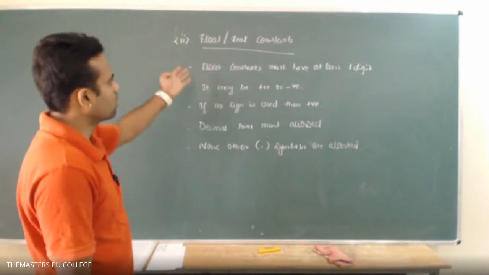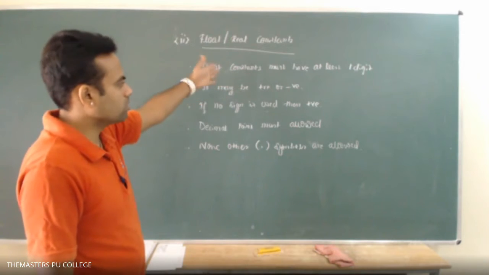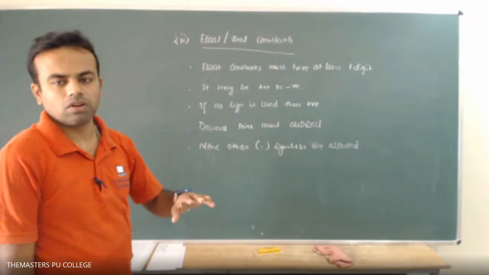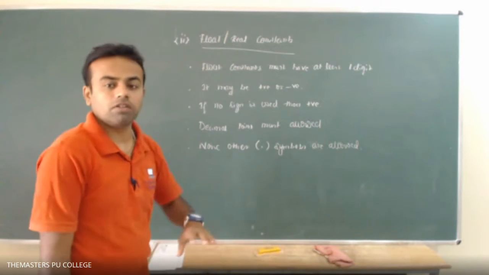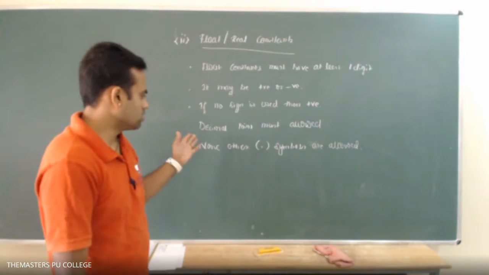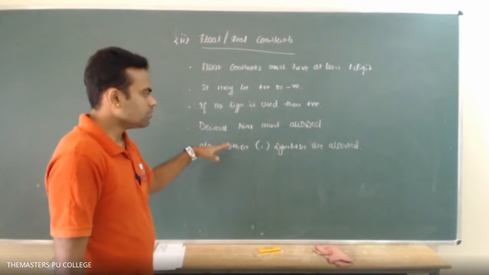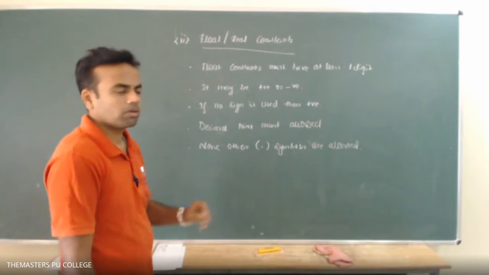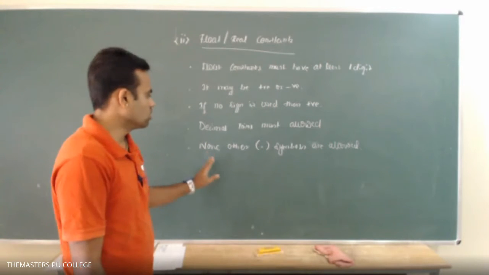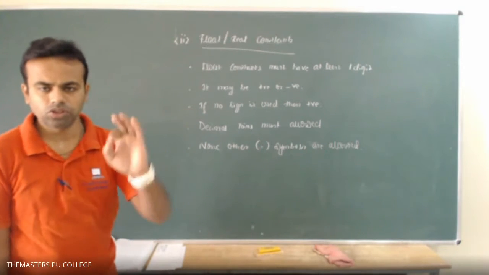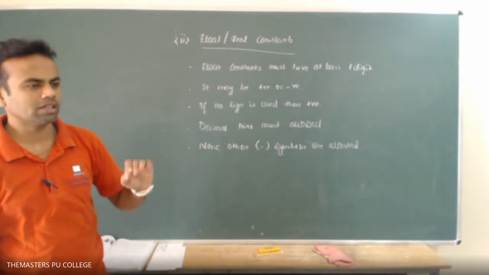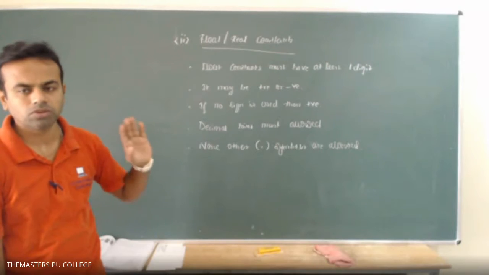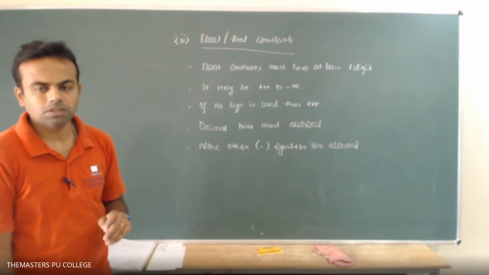So a float constant is also known as a real constant. A float constant must have at least one digit. It may be positive or negative. If no sign is used, then it will be positive. Next, in a float or real constant, the decimal point must be allowed, and none other than the dot, nothing but the decimal point. So other symbols cannot be used. Other than the dot, we won't use any other symbols, right?